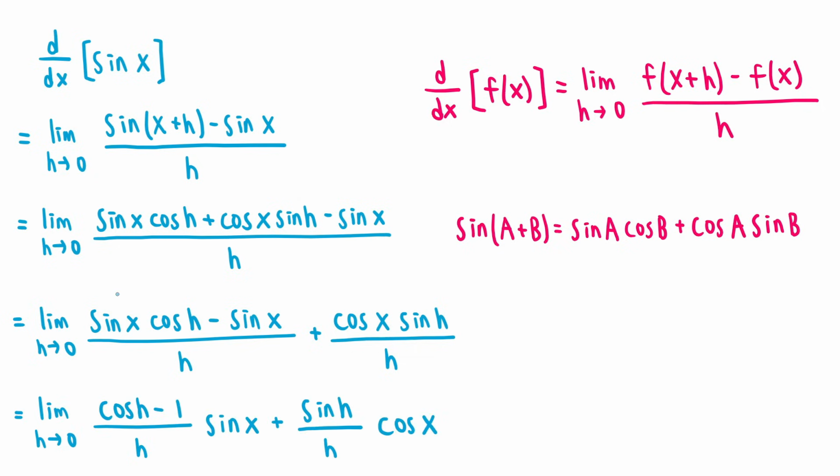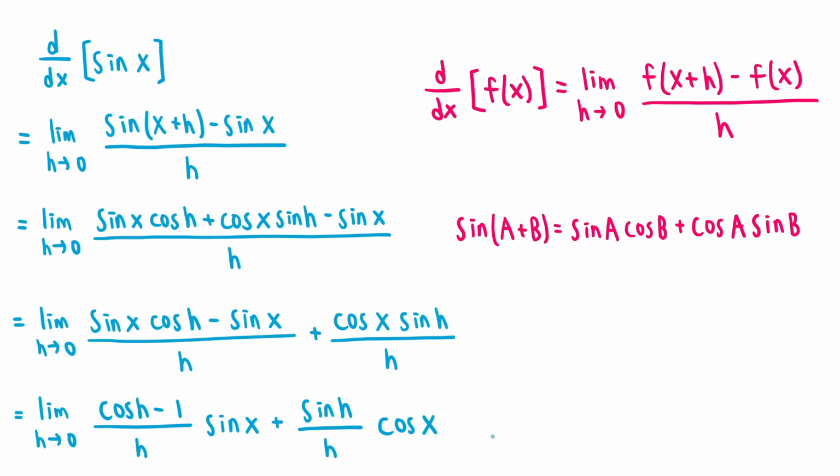If we factor out sine of x from the first fraction, we end up with cosine h minus 1 over h times sine of x. And if we factor out cosine of x from the second fraction, we end up with sine of h over h times cosine of x. So the entire expression becomes the limit as h approaches 0 of cosine h minus 1 all over h times sine of x plus sine of h over h times cosine of x. In this new expression, sine of x and cosine of x are in terms of x, and the limit is in respect to h, so we can treat them as constants.